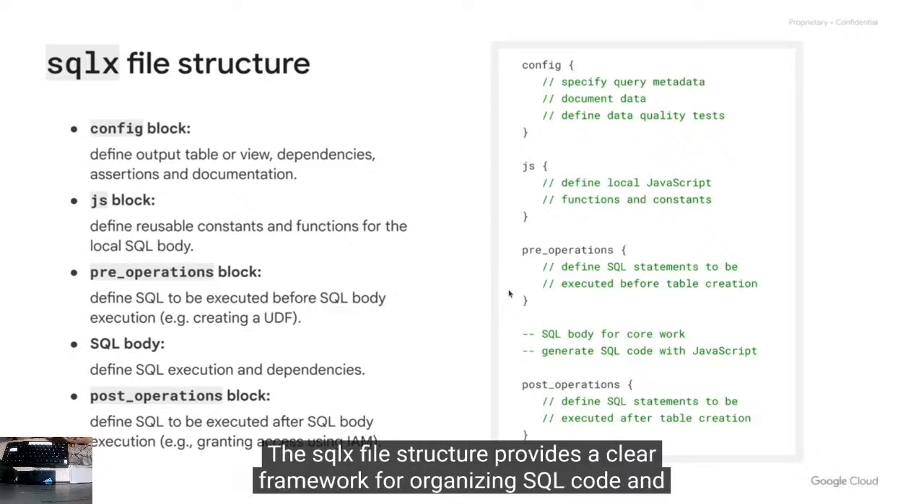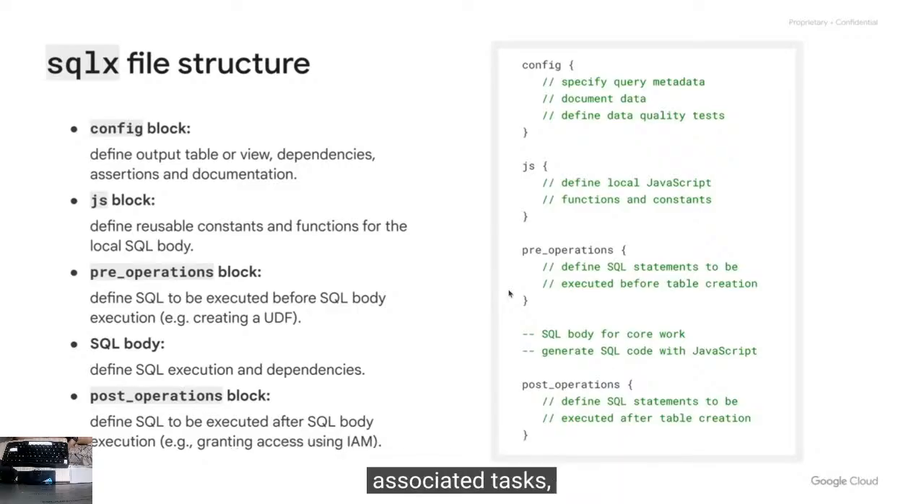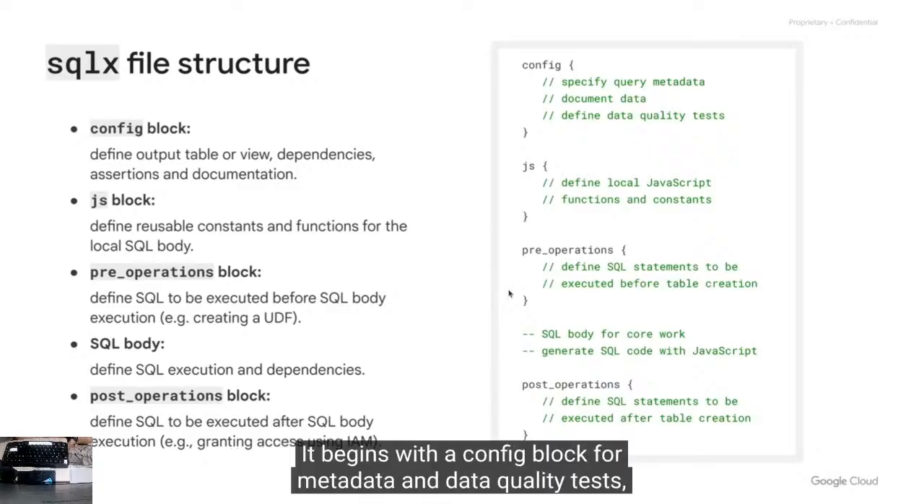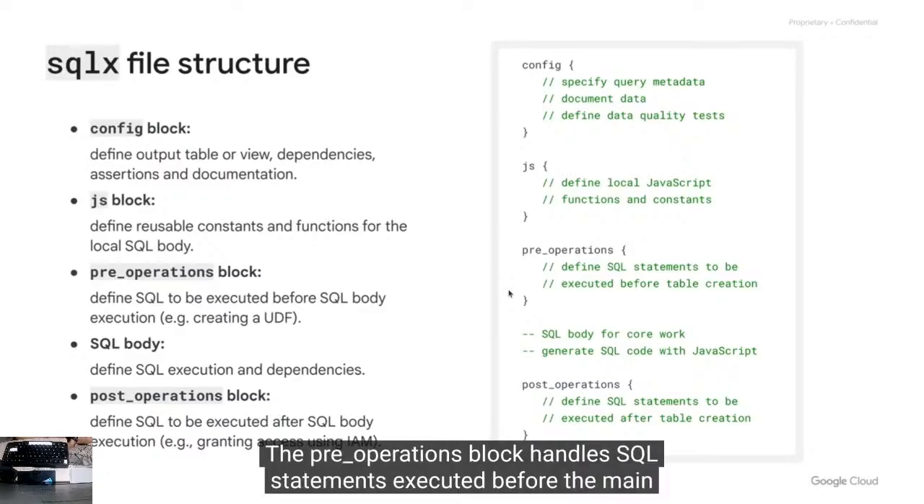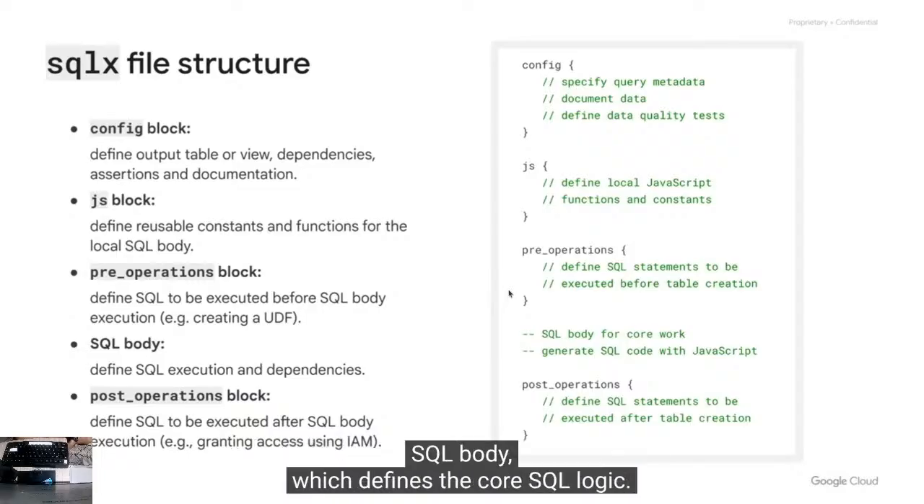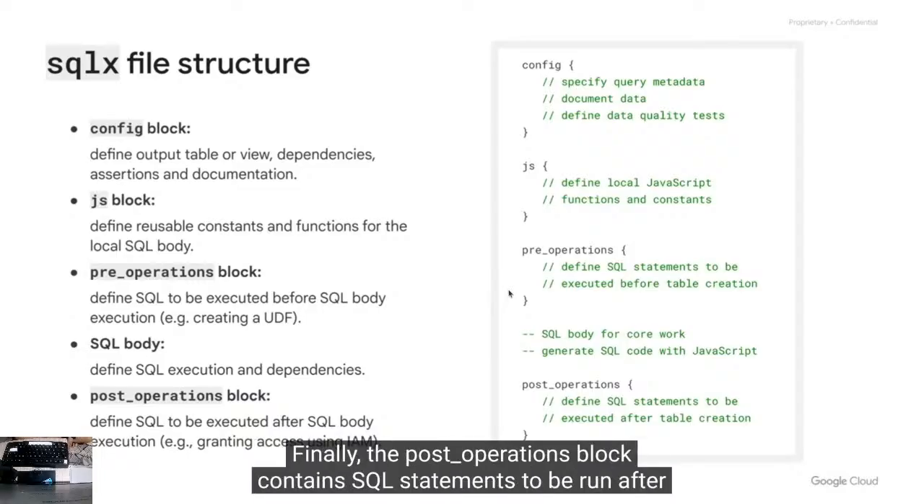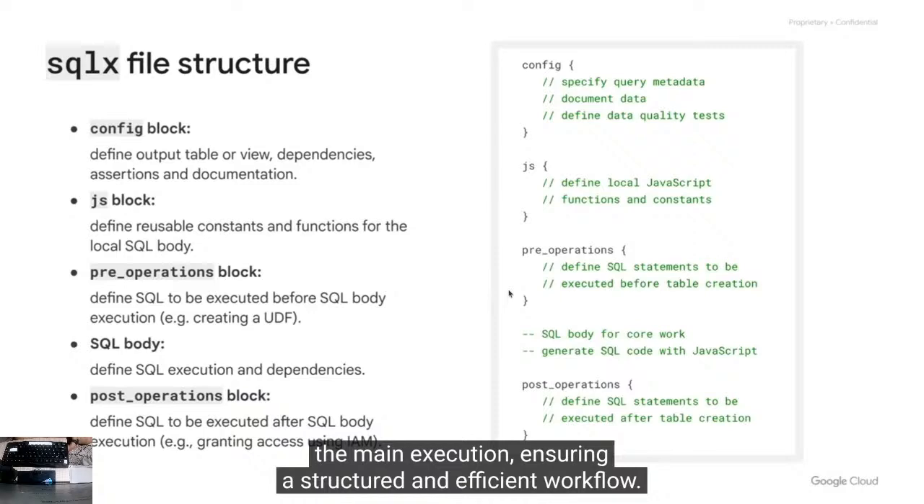The SQLX file structure provides a clear framework for organizing SQL code and associated tasks. It begins with a config block for metadata and data quality tests, followed by a JS block to define reusable JavaScript functions. The pre-operations block handles SQL statements executed before the main SQL body, which defines the core SQL logic. Finally, the post-operations block contains SQL statements to be run after the main execution, ensuring a structured and efficient workflow.